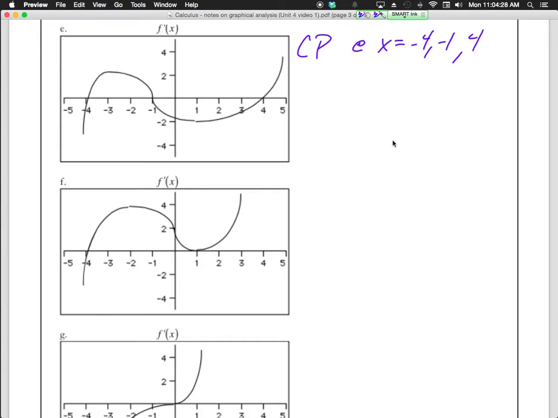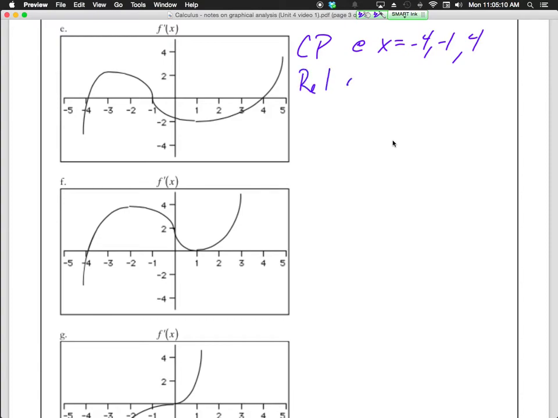So that means minimum. And then at negative 1 there, it changes again from positive to negative. So that means it is a maximum, okay, because it went from positive to negative. And then 4 is a minimum. Alright, so I've got 2 minimums, and I want to say both of those at the same time.